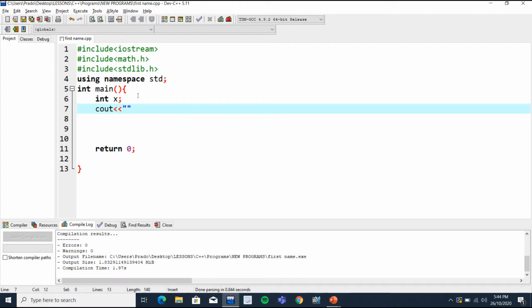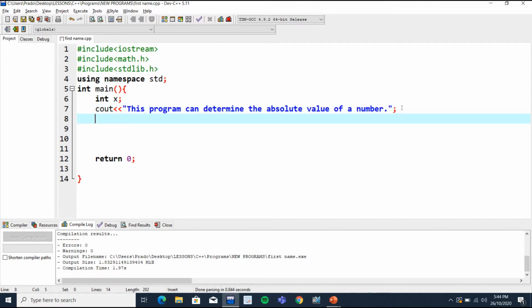So, lalagyan lang natin siya ng konting information. So, this program can determine the absolute value of a number. Then, semicolon. And then, kukunin na po natin yung mismong number na gusto nating absolute value, or kukunin natin yung answer. So, cout. And then, type a number.